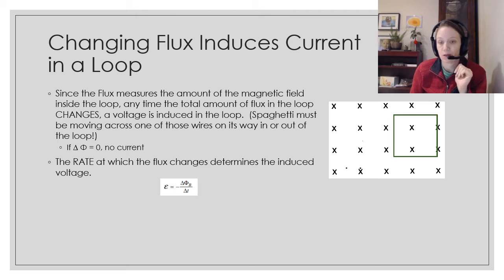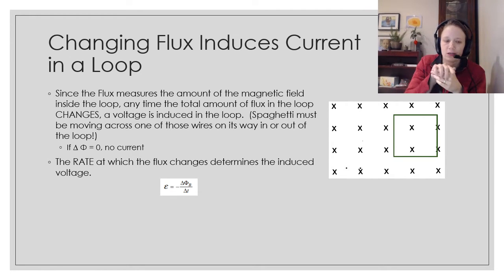E stands for the induced voltage, just like it did in the last lecture that we talked about. And E is equal to the rate of change of flux. In other words, the delta flux divided by the amount of time it takes. So the quicker the flux is changing, the more voltage is going to be induced, and eventually the more current is going to be flowing as well. And the slower the flux is changing, the less current and less voltage.